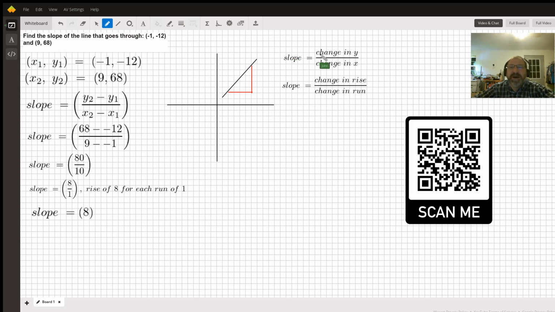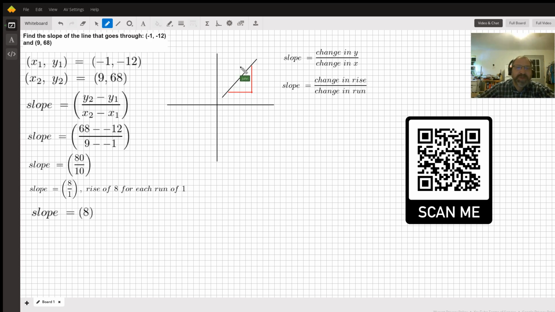Slope is defined as the change in y divided by, or sometimes called over, the change in x. Sometimes you might hear this expressed as the change in rise over the change in run, right? So we would have here the change in rise from one point to the next, and here on this line we would see the change in run from one point to the next.